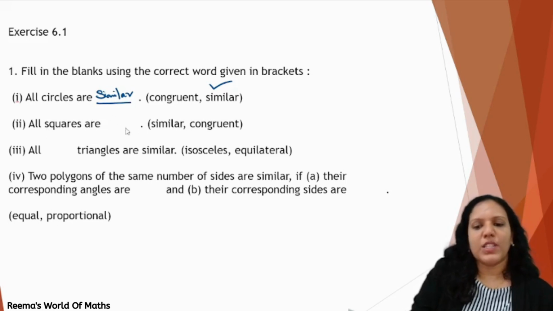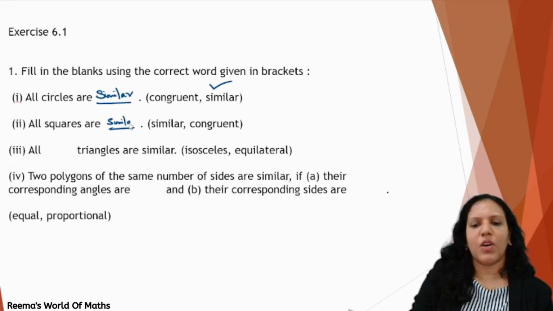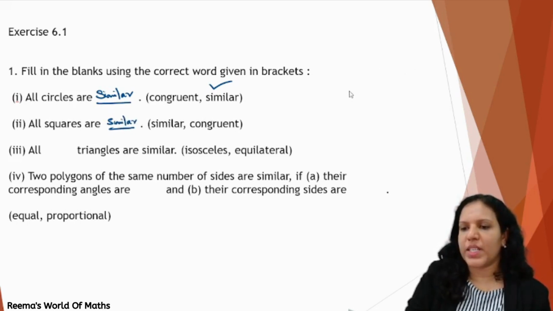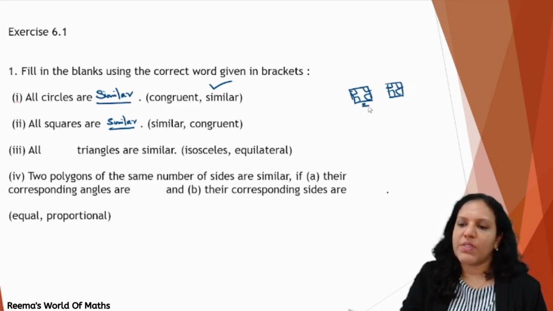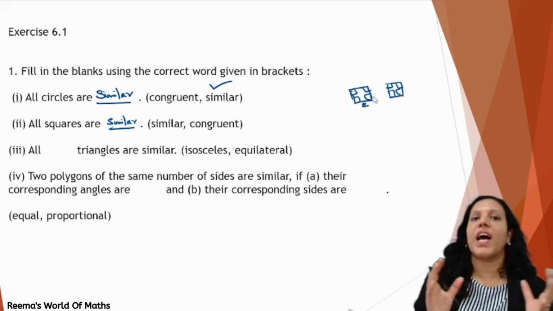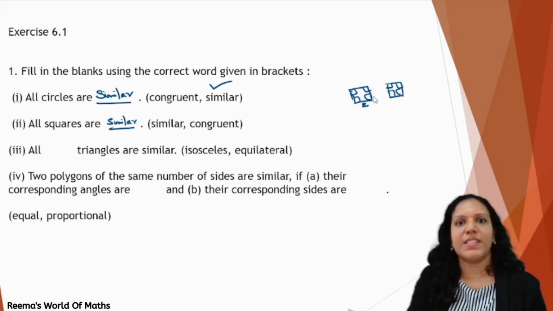So second question, all squares are what we can say, similar or congruent? Again it is similar. All squares are always similar, because if we take a square, all the angles will be always equal. If we take two squares, all the angles will always be 90 degrees. So all the corresponding angles are always equal. And if we take the squares, the sides will be in proportion to each other, because squares have equal sides. So we can say all squares are similar.